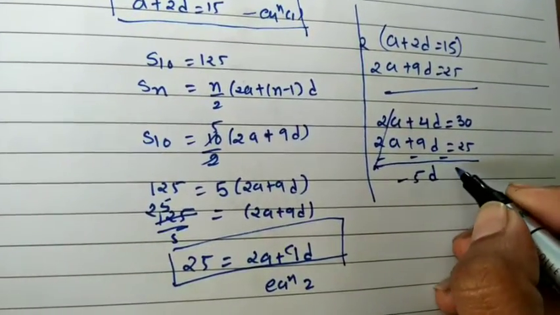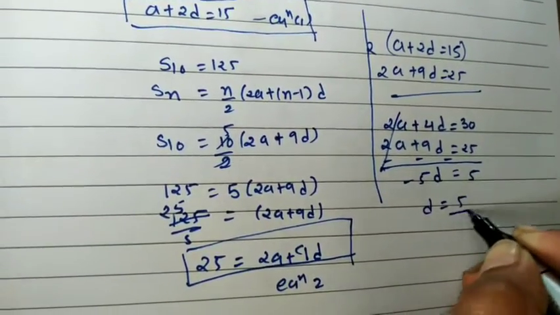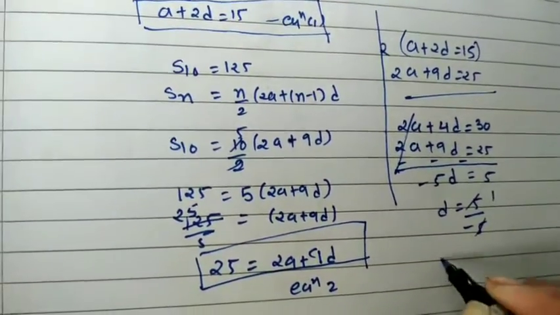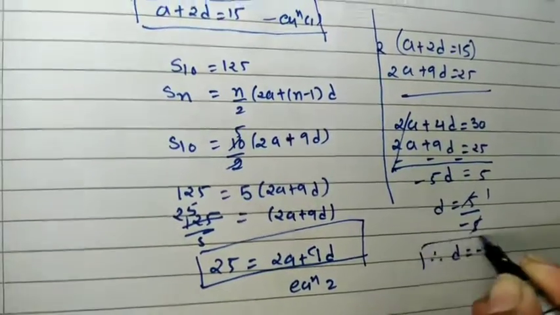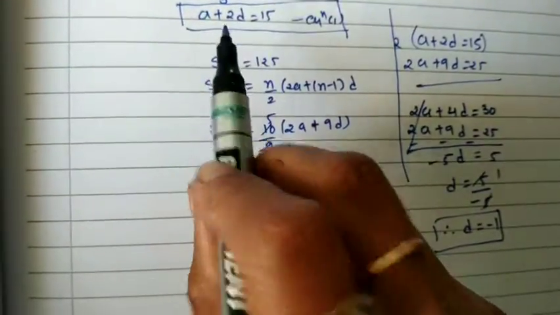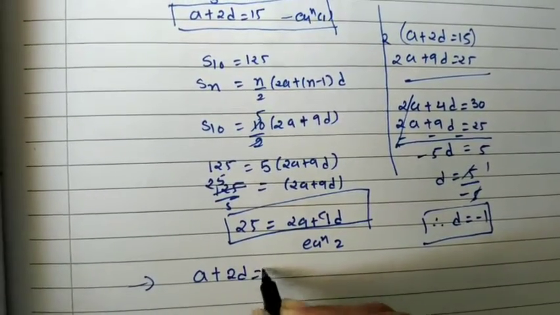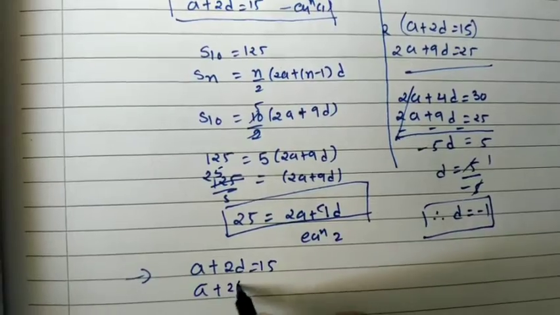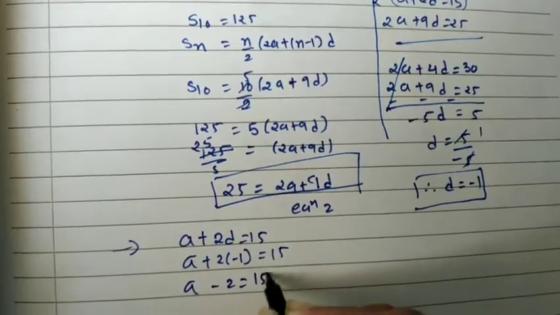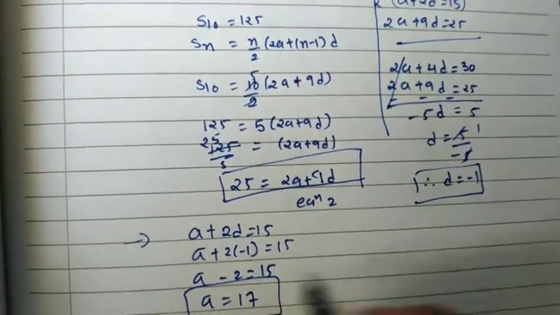The symbol of the greater number will be minus. 30 minus 25 will make 5, so we get d equals 5 by minus 5, because the multiplication goes to the denominator. So 5 1s are 5. So here d we are getting as minus 1. As you can see, we got d. Now we can substitute in any equation. Let us substitute in equation 1. The value of d, if I keep it in equation 1, a plus 2d equals 15. If we substitute d equals minus 1, a minus 2 equals 15. So a equals 15 plus 2, that is 17. So here we got a and d.